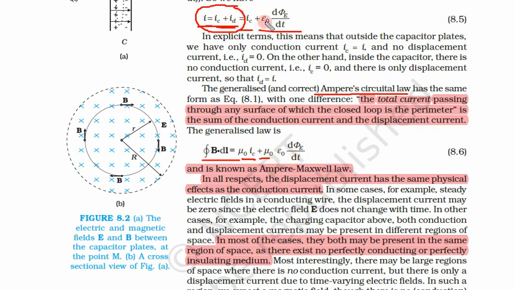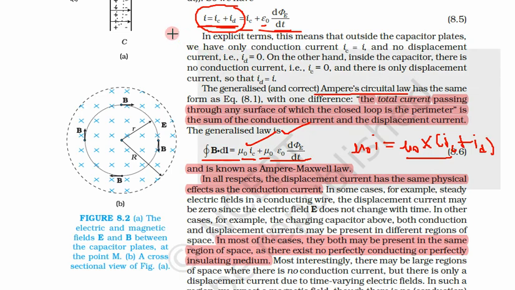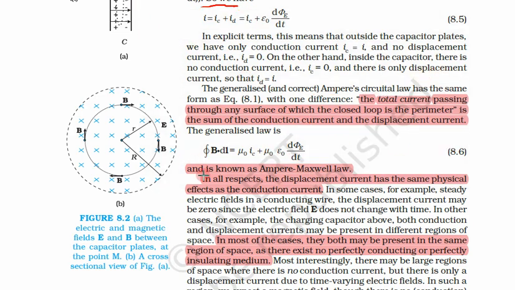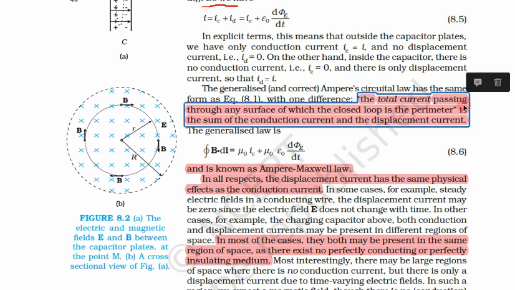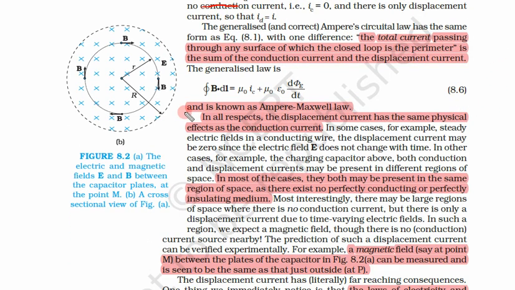And what is the value of ID? ID is epsilon naught d phi E by dt. So this was mu naught into I, and now it is mu naught into (IC plus ID). So this is the generalized Ampere's circuital law. The first term is mu naught IC, and the second is mu naught ID, where ID is epsilon naught d phi E by dt. This is called the generalized Ampere's circuital law, or the Ampere-Maxwell law, because now it is completely correct. There is no problem with this law.